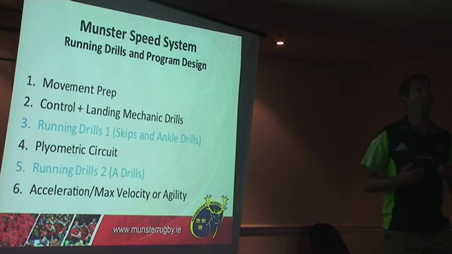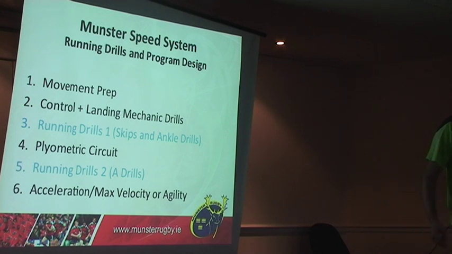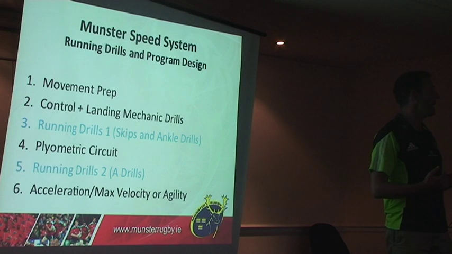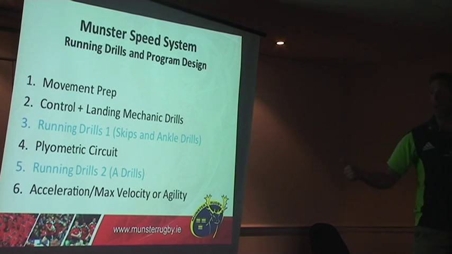At this stage, we're ready for a plyometric circuit, which is usually 3 exercises in circuit fashion. They move through them really slowly, but it could be 2 elastic jumps early in the pre-season and 1 reactive jump, depending on what part of the season or what we want to get done. After that, we're ready for our running drills 2, which are running A's, which are very explosive, and then we move on to acceleration, max velocity, or agility. So it's a 6-part model.